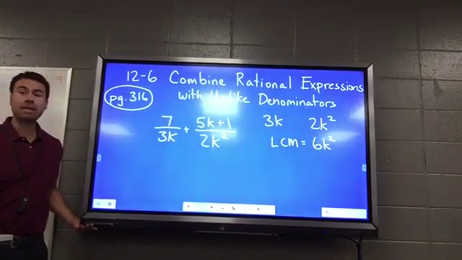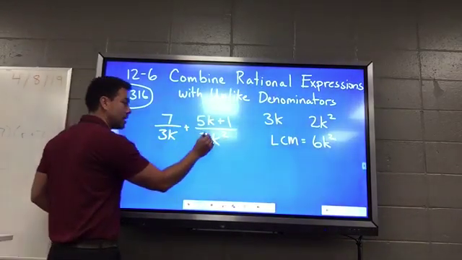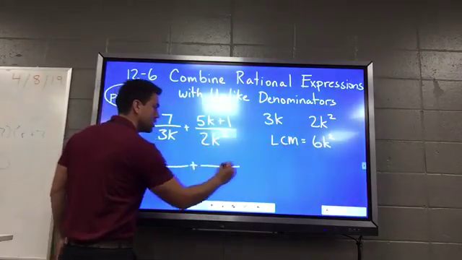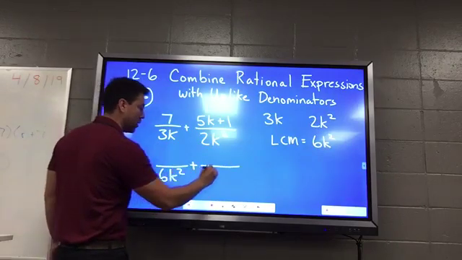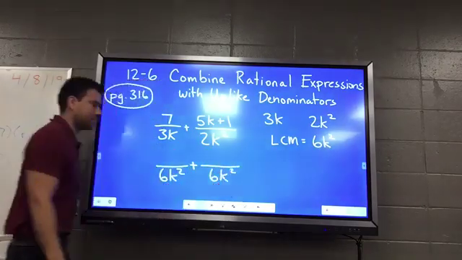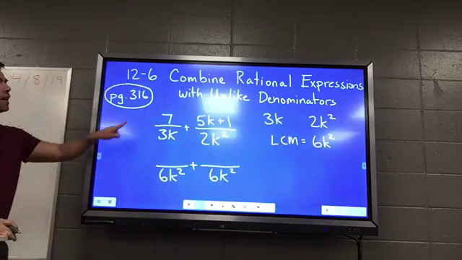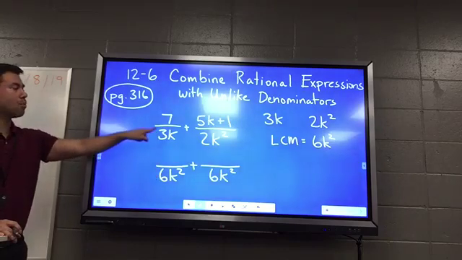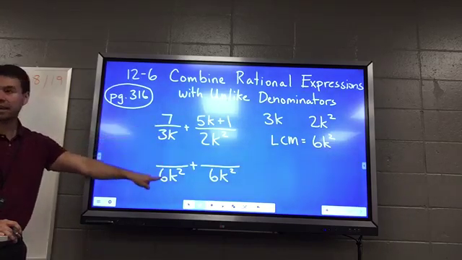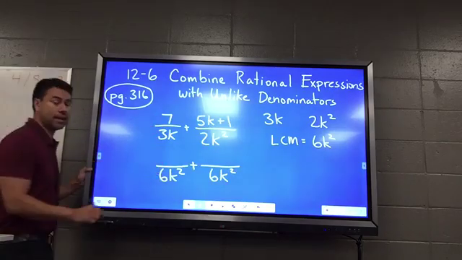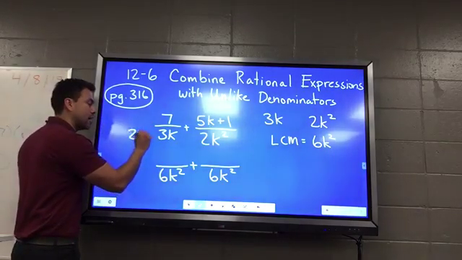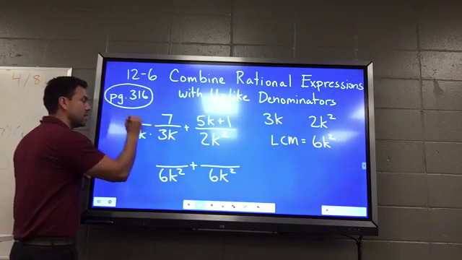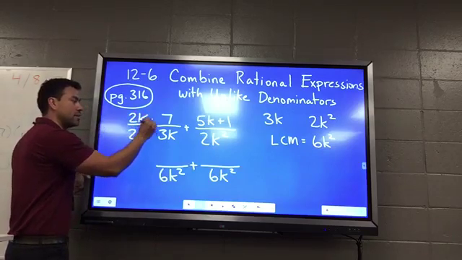All right, what that means is I want both of these denominators to be 6k squared. So I'm going to rewrite the fractions so that the denominator is 6k squared, because then they will be like, and then I can add them. But how did I get 3k to become 6k squared by multiplication? What did I multiply 3k by to get 6k squared? 2k. So I have to multiply 3k by 2k. But can I just multiply the denominator? I have to multiply also the numerator by the same value.